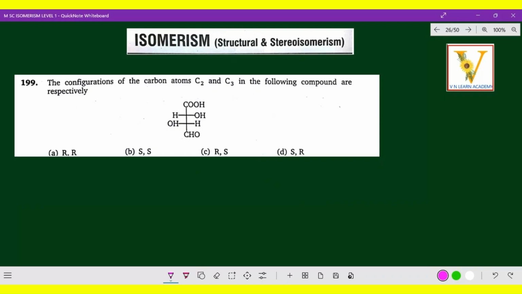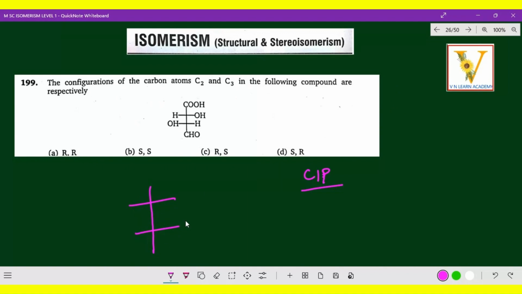The next question: we have to observe the configuration of the carbon atoms C2 and C3 in the following compound, respectively. So we have to identify the RS configuration. For that we should know the CIP rule. What about that CIP rule? Cahn, Ingold, Prelog gave the idea of how to identify the RS, that is absolute configuration, very easily with a trick. Let me draw the structure for you first, then I can write that.